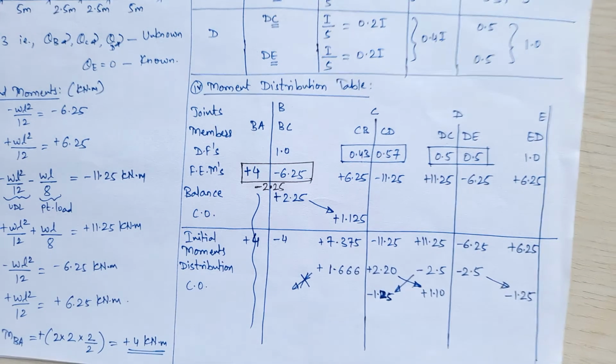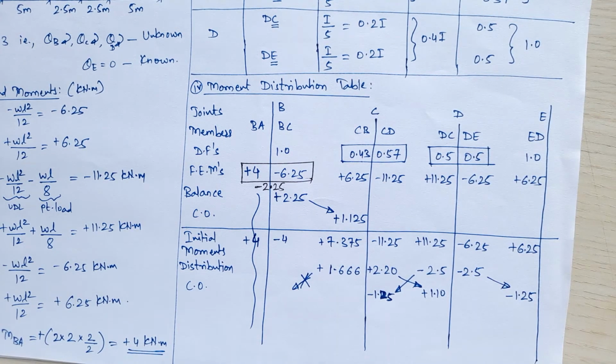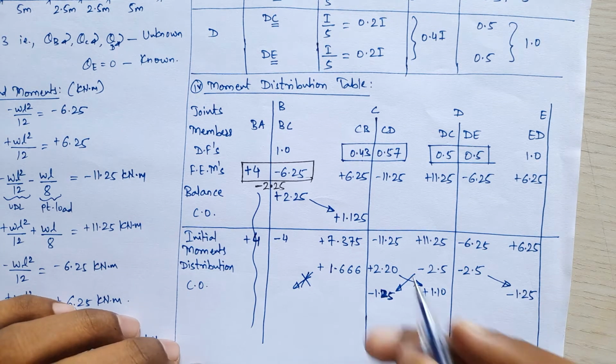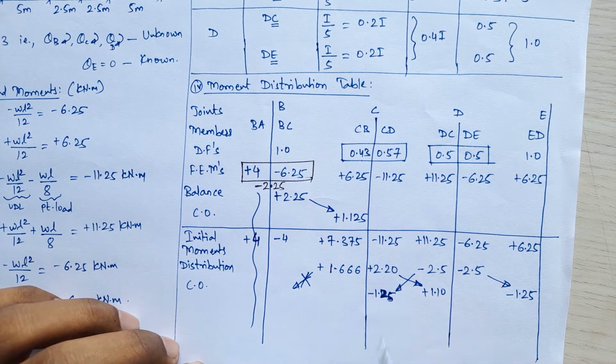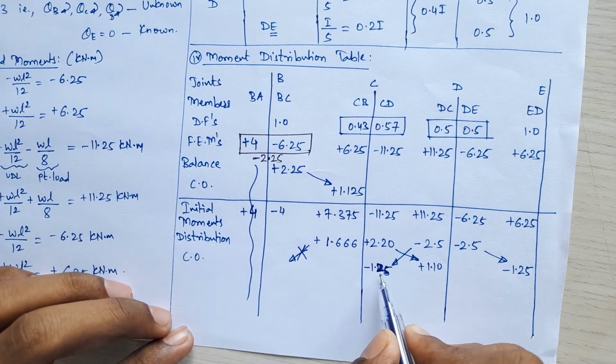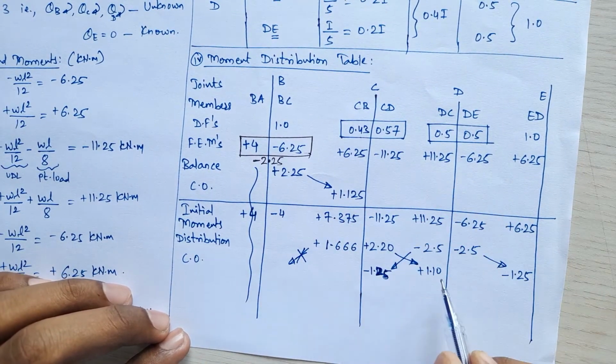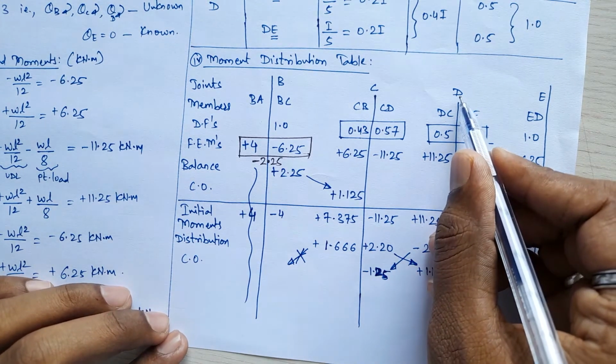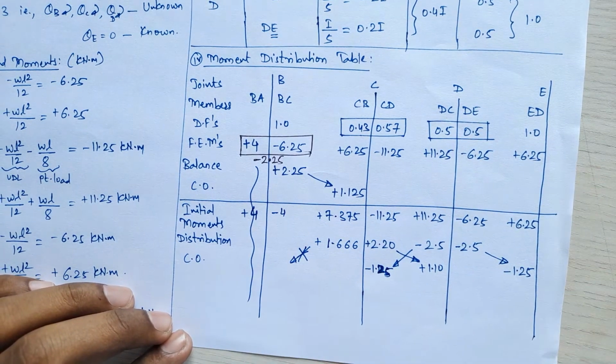Always remember, while you are doing distribution, distribute the moments with opposite sign, and while applying carryover, do the carryover with the same sign of the moment. If it is positive, do the positive carryover. If it is negative, do the negative carryover. So this will be your obtained moment now for joint C, and this will be your obtained moment now for joint D after doing the carryovers.